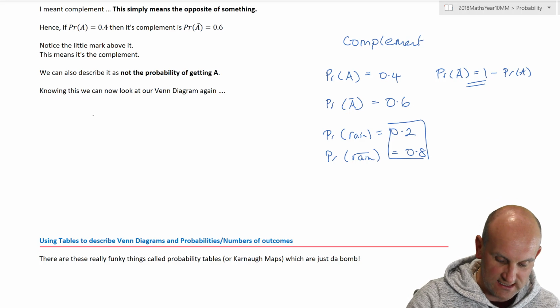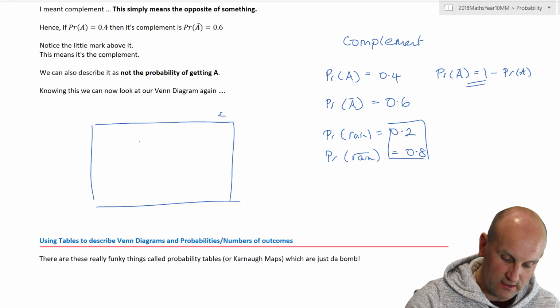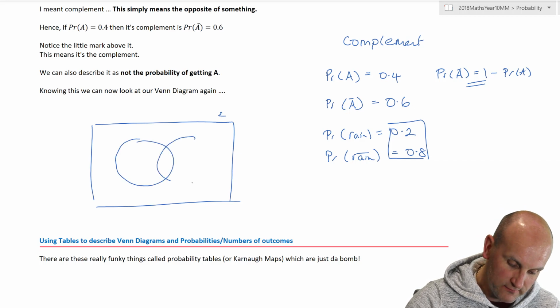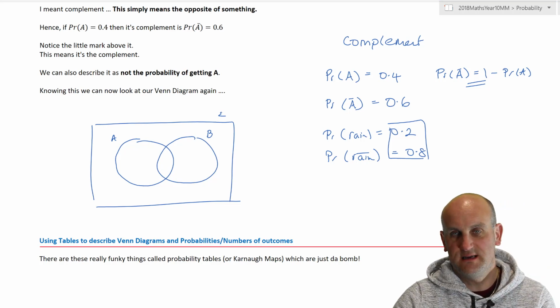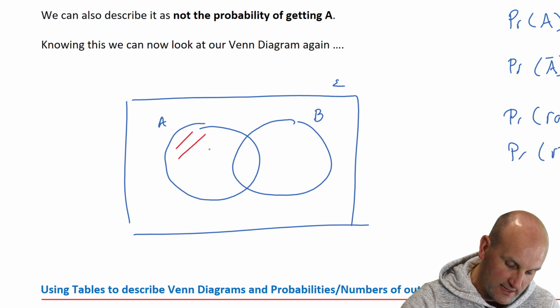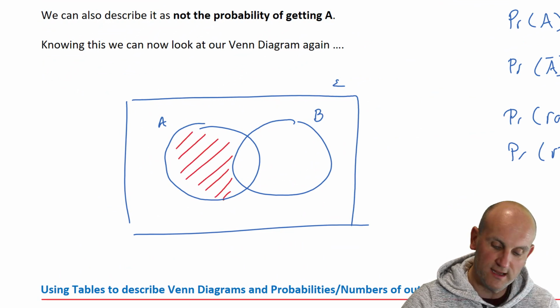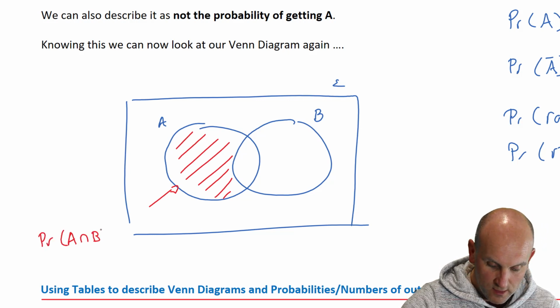Well, what I'm now going to say is, here is my Venn diagram, and here is my set, and here is a circle, and here is a circle, and this is A, and this is B. Right, I'm just going to change my pen color. We can talk about various areas in different ways. So the first thing is, this little area here that I'm just shading in red can be re-expressed as the probability of A and not B.